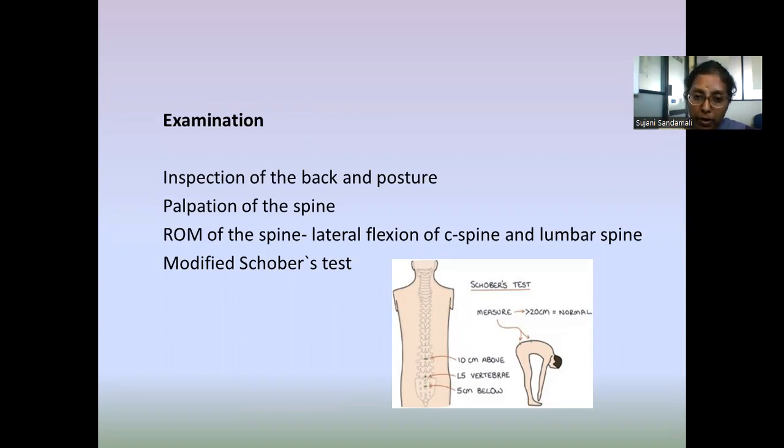The range of motion of the spine is also important when you are considering inflammatory kind of back pain, where the first affected movement is lateral flexion of the cervical spine or lumbar spine, and you can perform the modified Schober's test to see lumbar and lumbosacral area flexion. That's how you perform the Schober's test, and you have to take the measurement, and the measurement should be more than 20 centimeters in a normal individual.